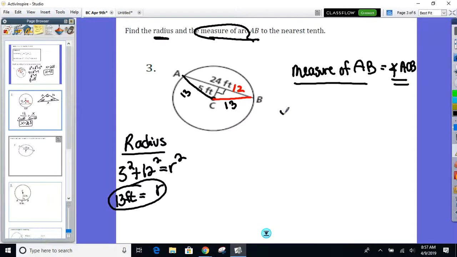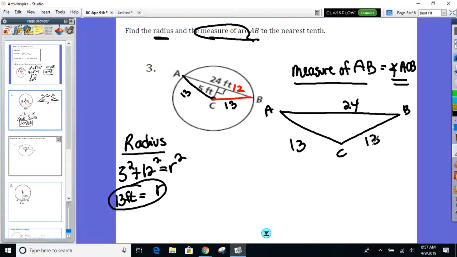Let me draw this triangle out. Here's what we have. A, B, C. We have 24, 13, 13, and you guys want to find this angle right here. Because if you find the central angle, you found the arc measure. And Maggie is right. This is a law of cosines question. First of all, do you see why you can't use sines if anybody wanted to try to use sines? Because you only have, what's the other angle you're going to put in? I have no idea. Okay, so it is going to be law of cosines.